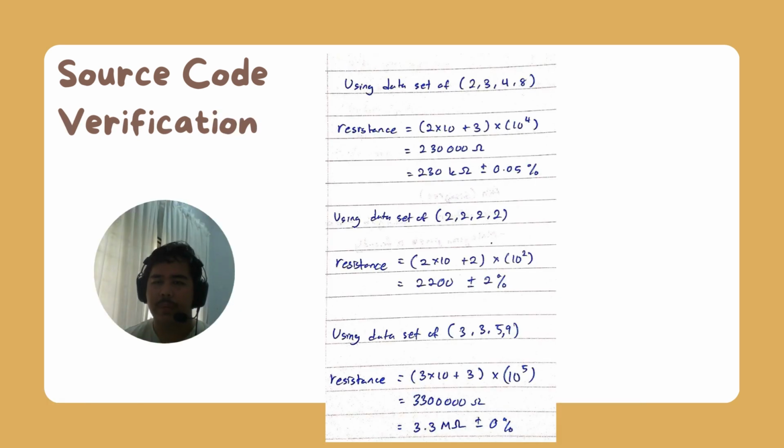Finally, we did the manual calculation to verify our source code, to make sure that the mathematical calculation is accurate and produces the output as intended. For the dataset of 2, 3, 4 and 8, it produces the resistance value of 230,000 ohms with a tolerance value of 0.05%. For dataset 2222, it produces the resistance value of 2200 ohms with a tolerance value of 2%. For dataset 3359, it produces the resistance value of 3.3 million ohms with a tolerance value of 0%.